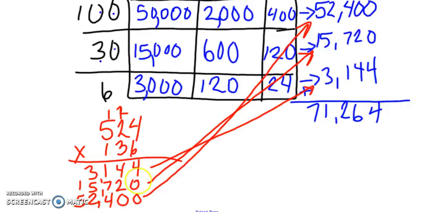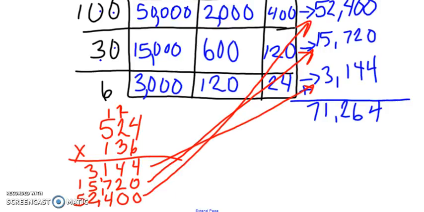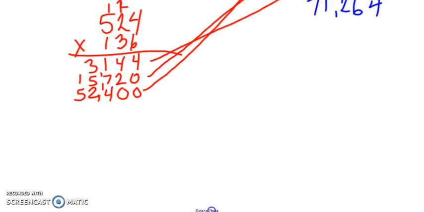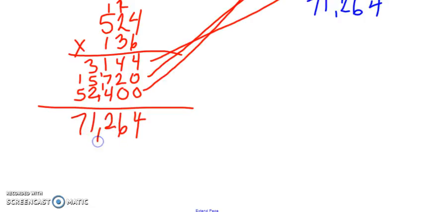So here's the standard algorithm. We're matching it to our partial products. And then my last step would be to just add those up. And then I would go ahead and get the same answer as I did above. 71,264.